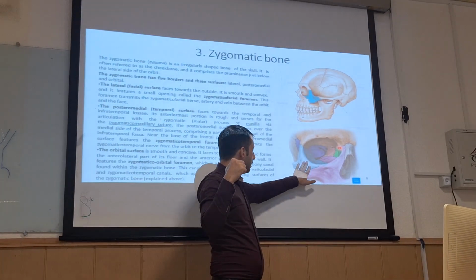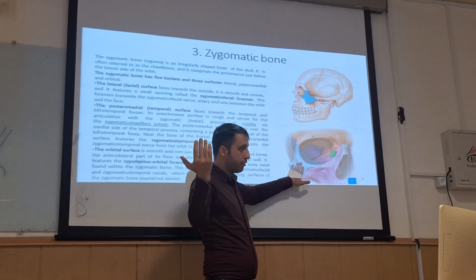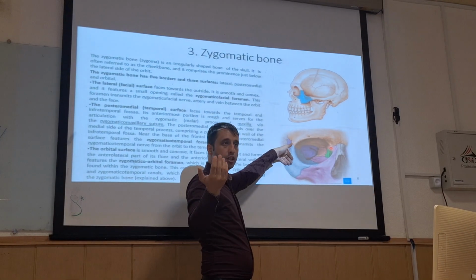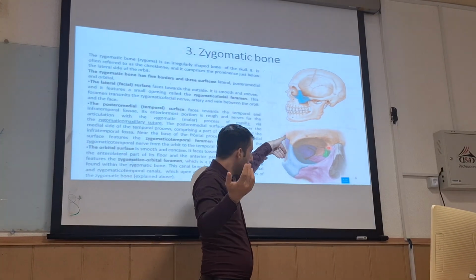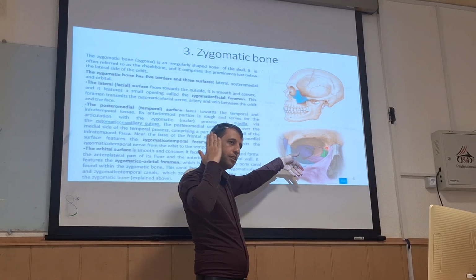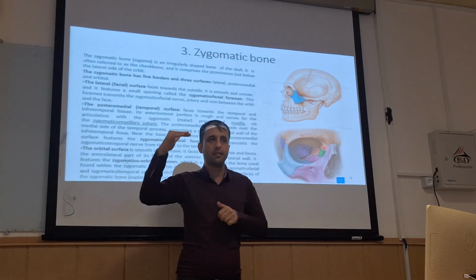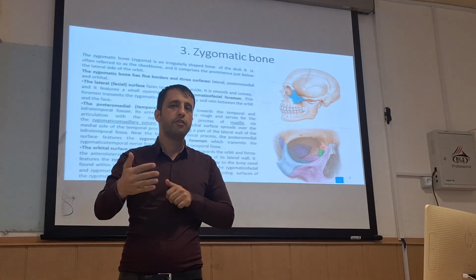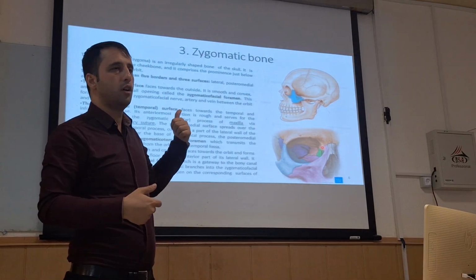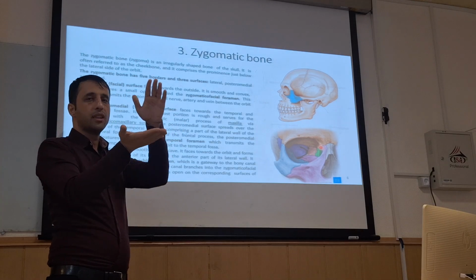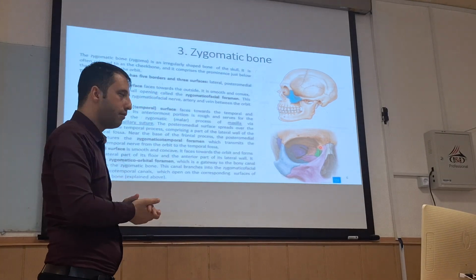Here is the external surface, here is the internal surface, or lateral and medial surface, and there is the superior surface. The superior surface is also named the orbital surface of the zygoma because it makes the floor of the orbital cavity.